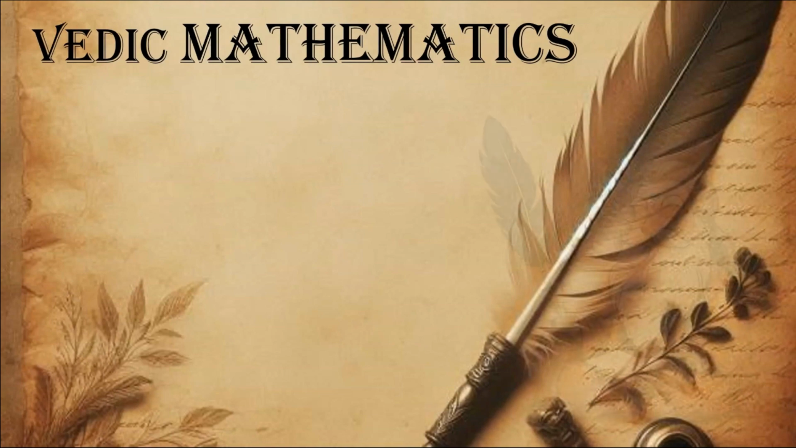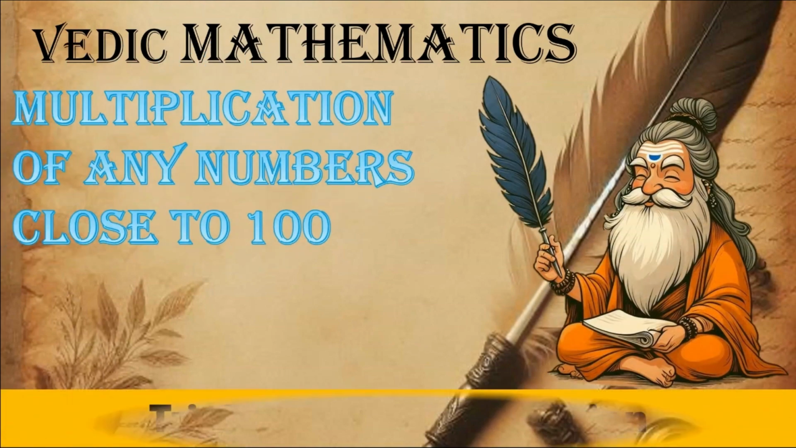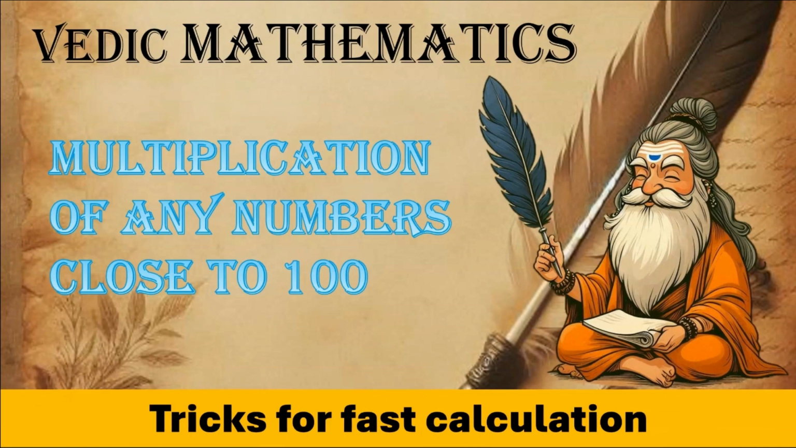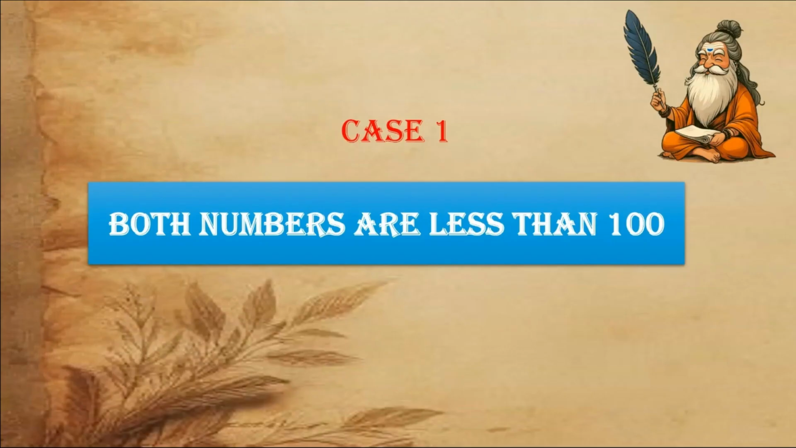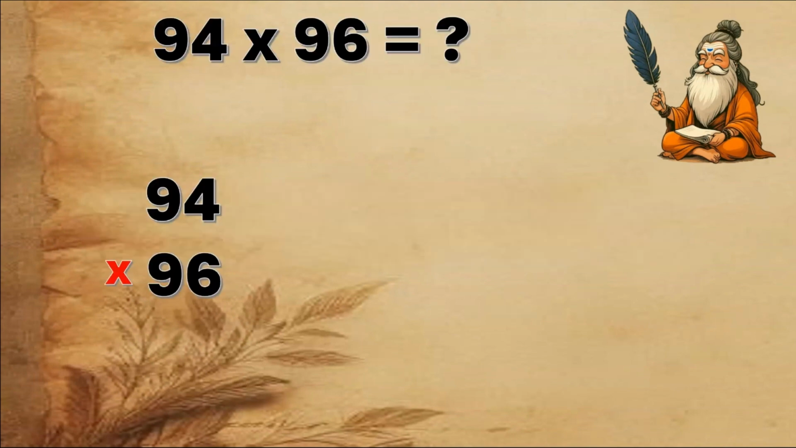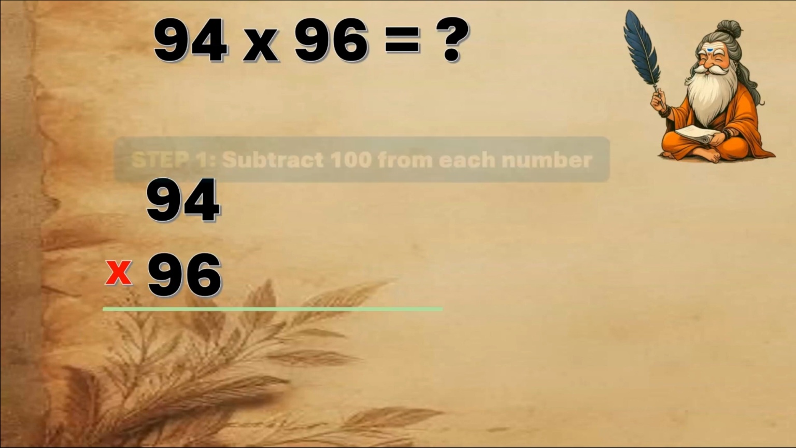Vedic Mathematics. Today, let's explore an enlightening first method for multiplying any two numbers that are close to 100. There are various cases. Case 1. Both numbers are less than 100. Let's take 94 and 96 as an example. How do we quickly multiply these two numbers? Let's see this with the help of the following steps.